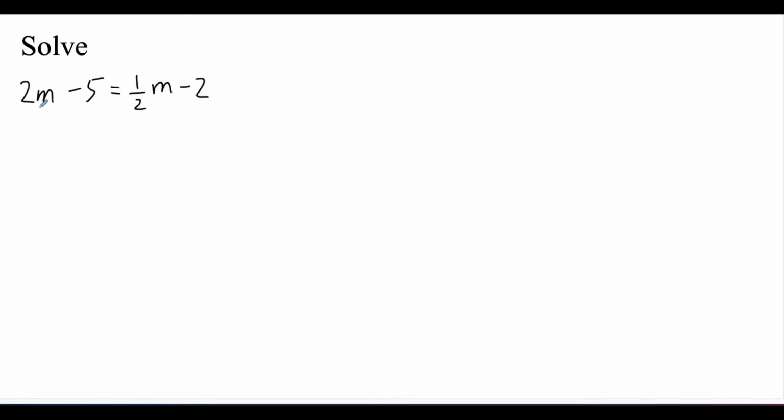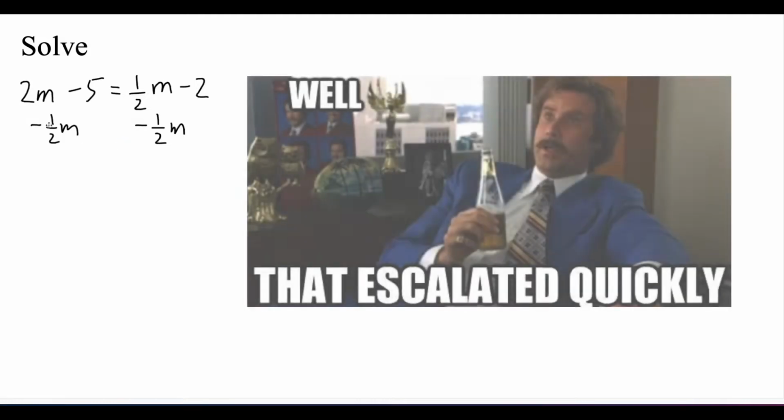Because 2m take away half m gives you something positive, whereas half m take away 2m is something negative, right? So I'm just gonna go and take away half m from both sides. Now you have to be careful here because now we're taking away a fraction from a whole number.